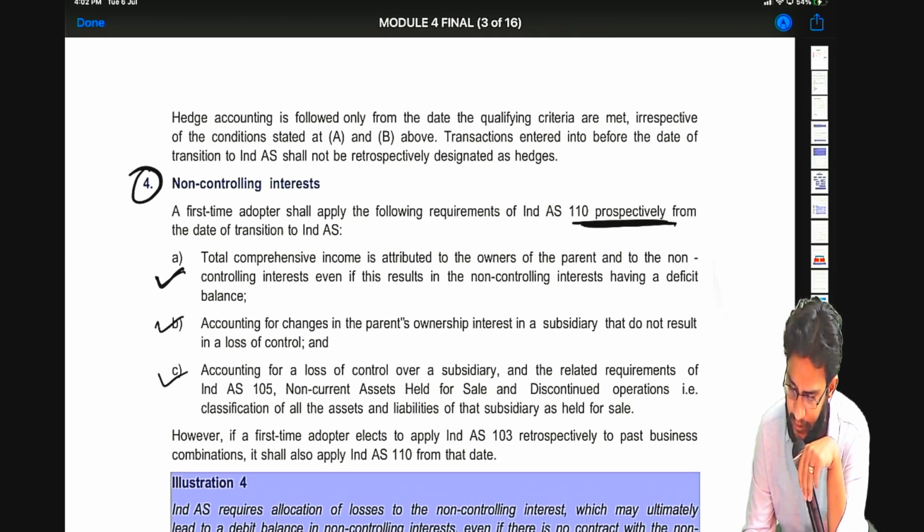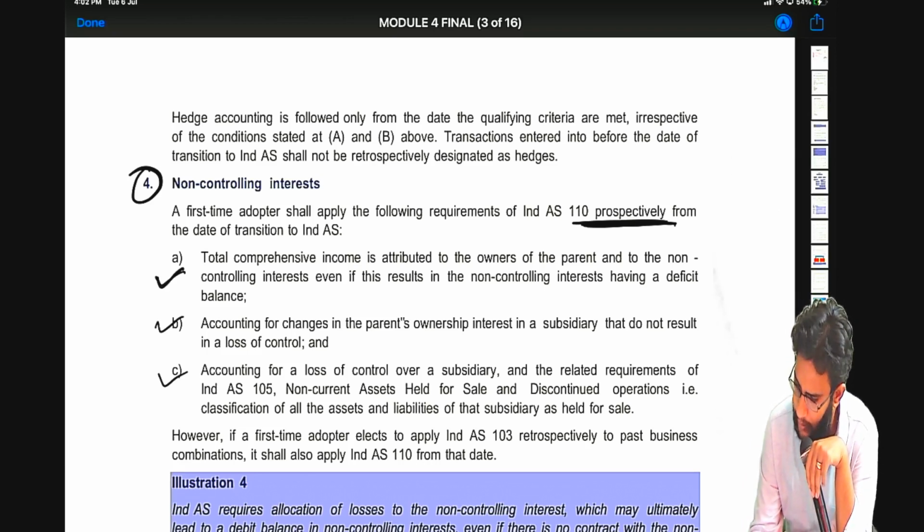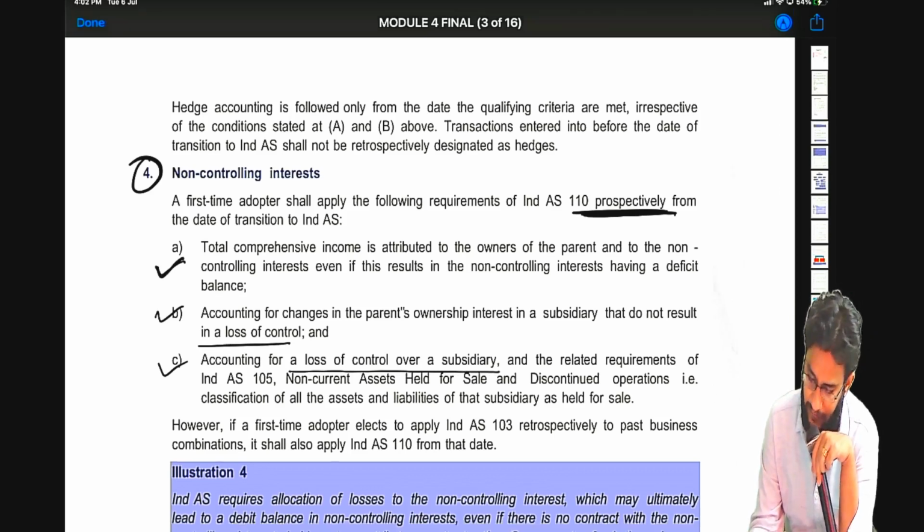Total comprehensive income is attributed to the owners of the parent and to the NCI, even if this results in NCI having a deficit balance. That is 1 point. Accounting for change in parent's ownership interest in subsidiary that do not result in loss of control. Accounting for loss of control over subsidiary. So these three cases only have prospective effect.